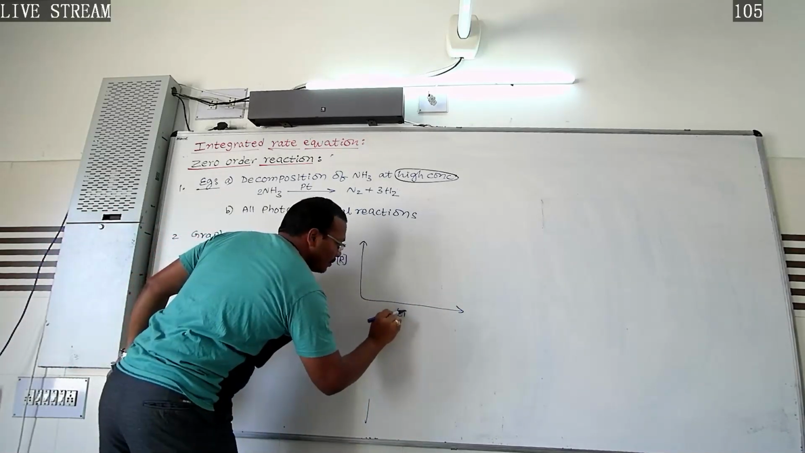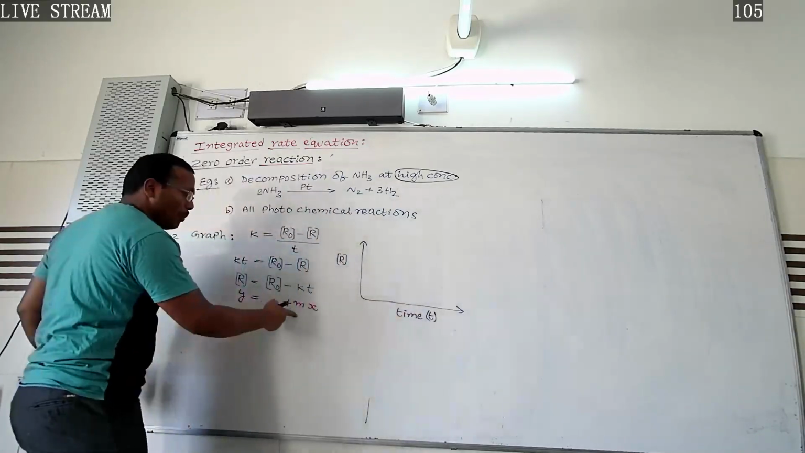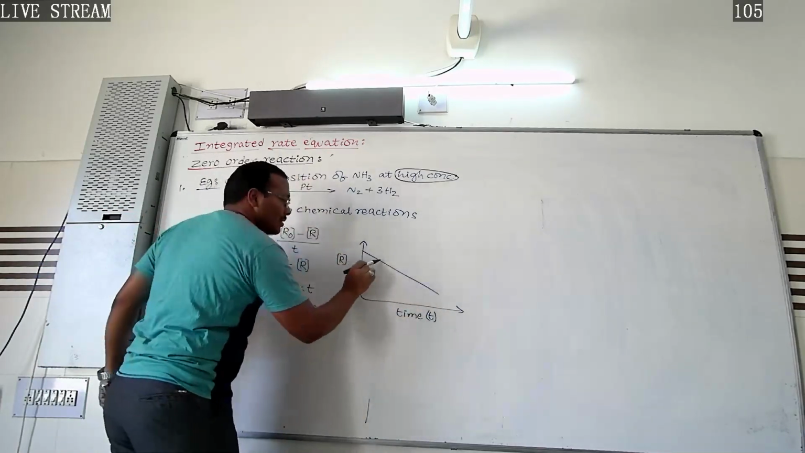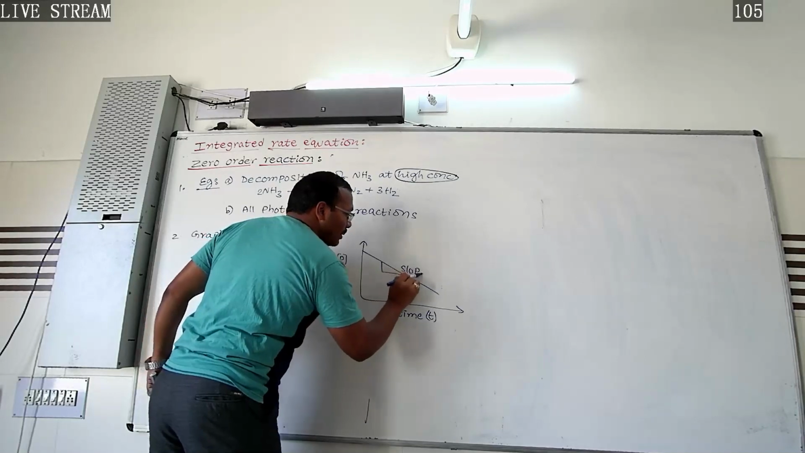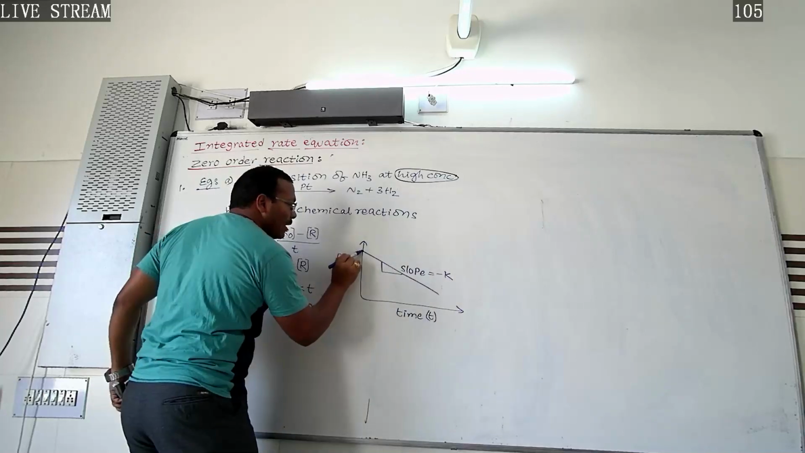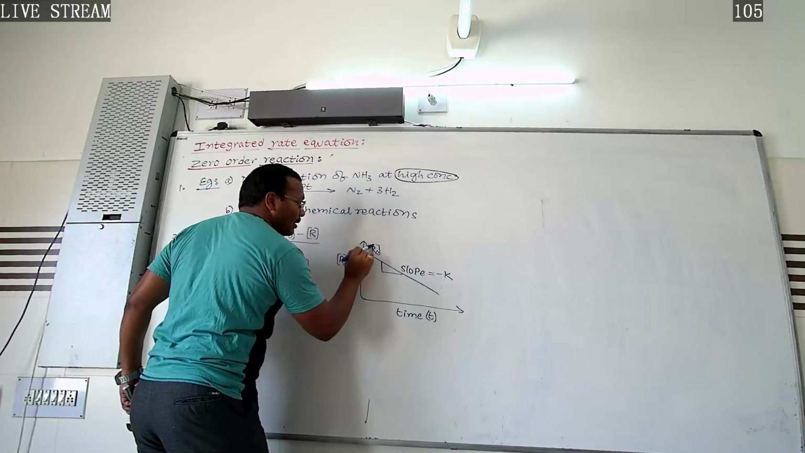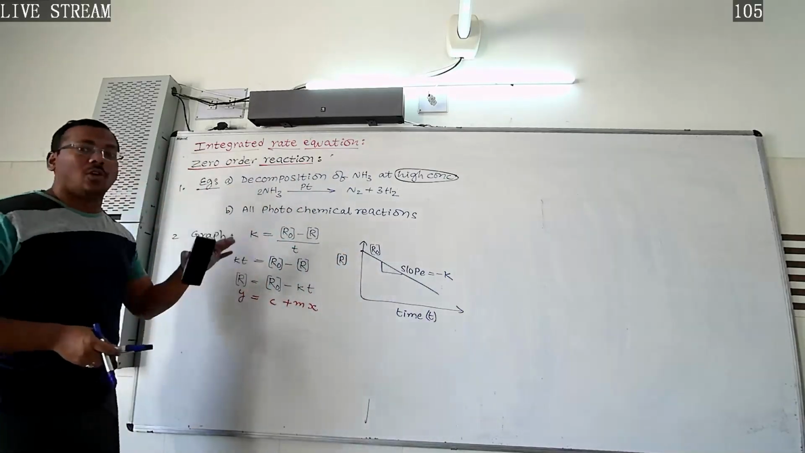On the x-axis we should take time t. The slope is negative, so the graph will come like this. Comparing, the slope is equal to minus k, and the intercept value is the initial concentration, which is R naught. So this is the graph, and this graph represents a zero order reaction.